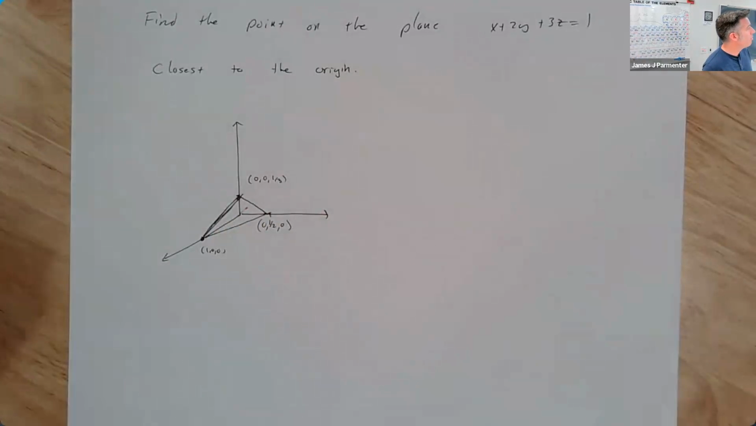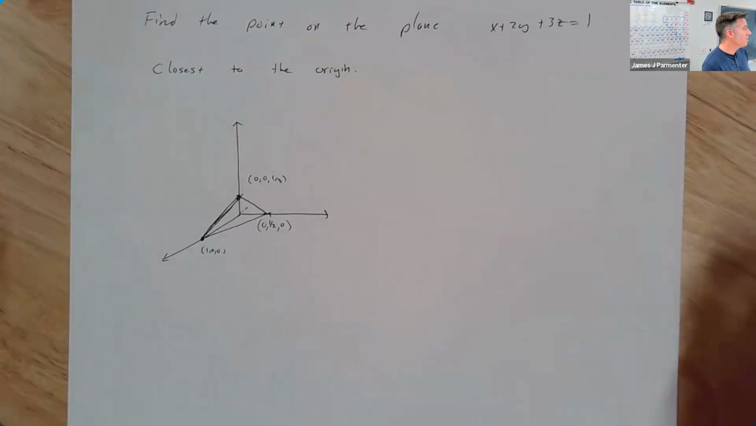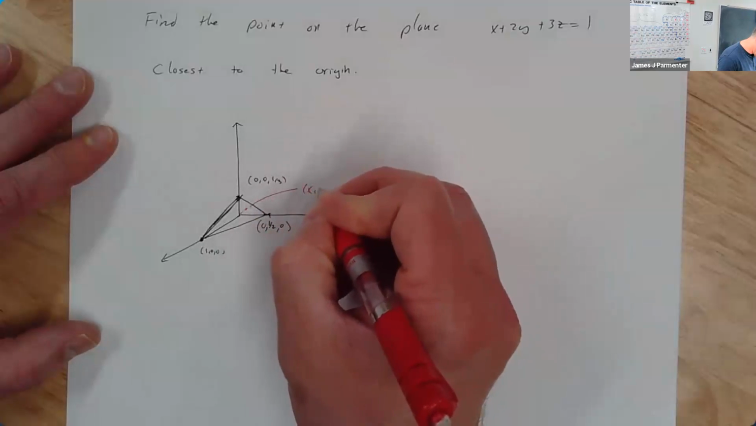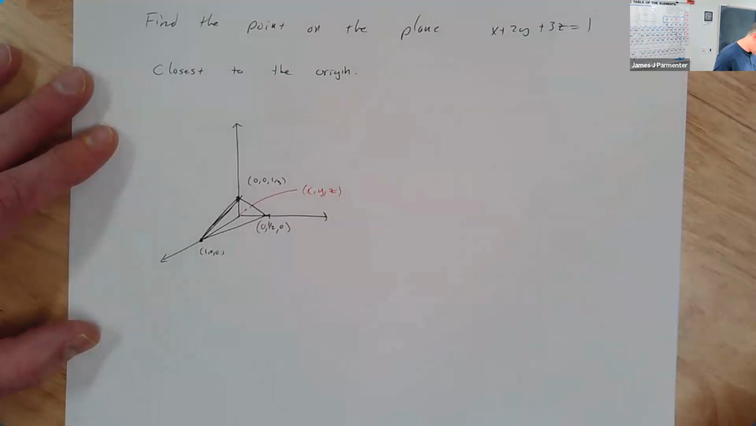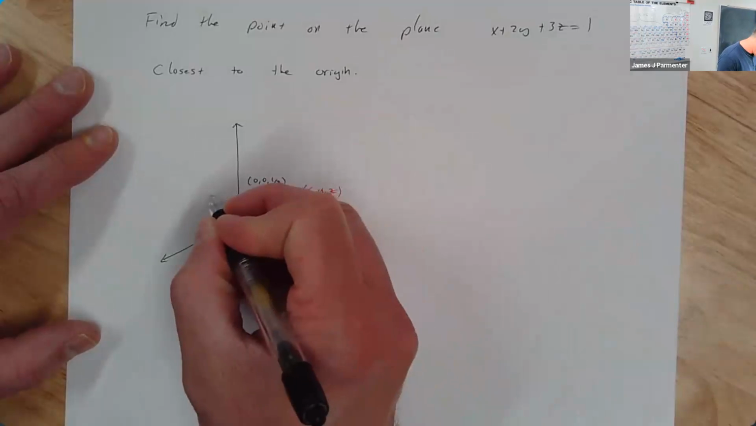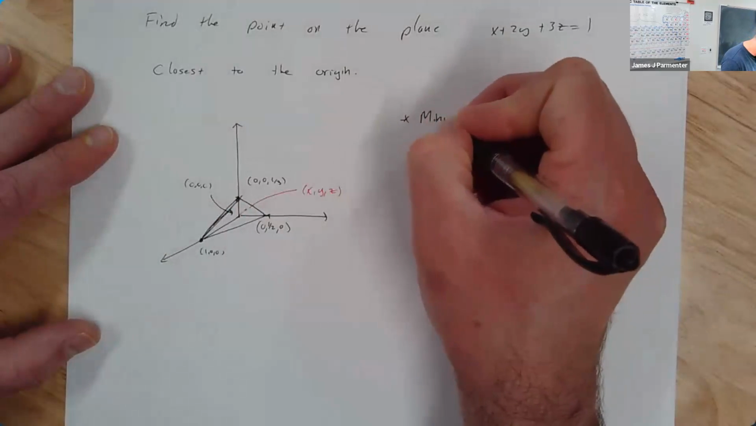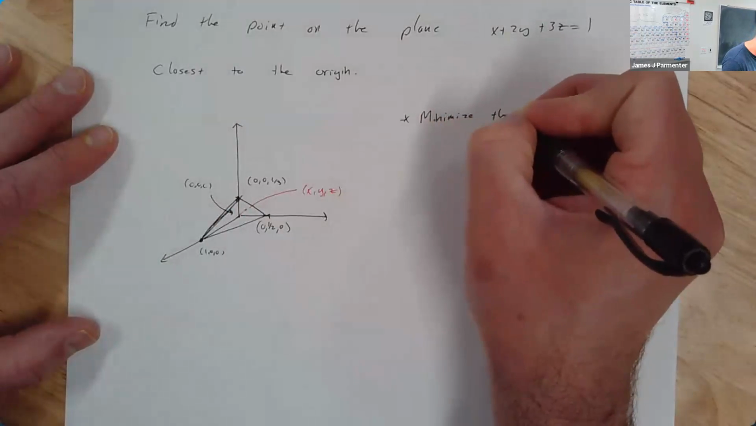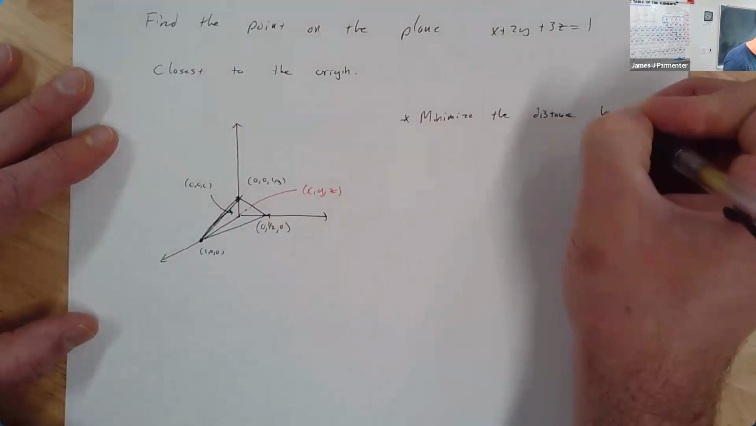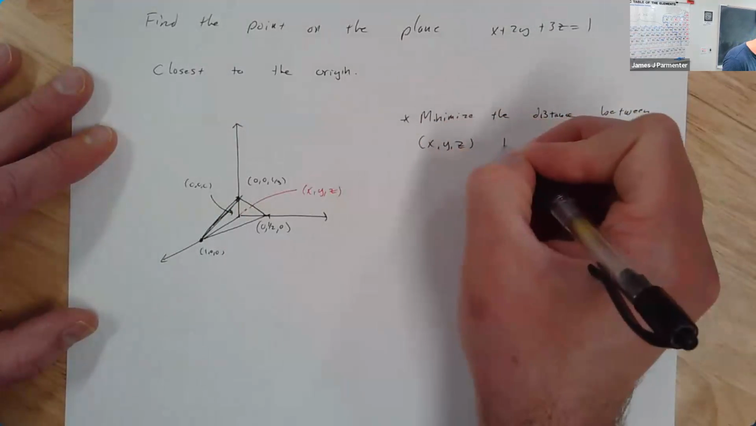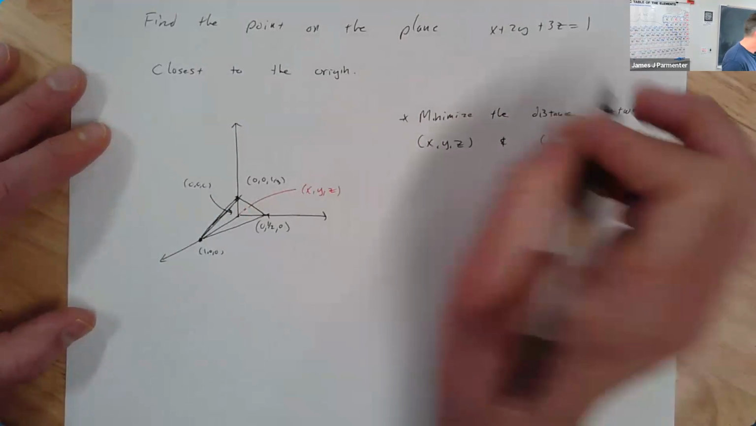Okay, well, if you want to find a point that is closest to something else, you're trying to minimize the distance between your point and the given point. So we want to, and again, we don't know what this point is. That point x, y, z, and the origin is 0, 0, 0. We want to minimize the distance between our unknown point and the origin.